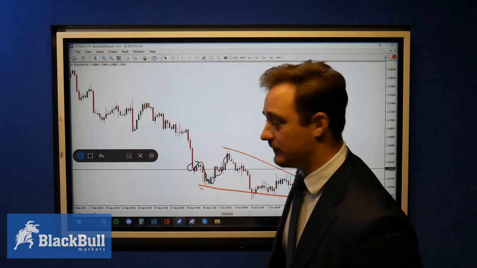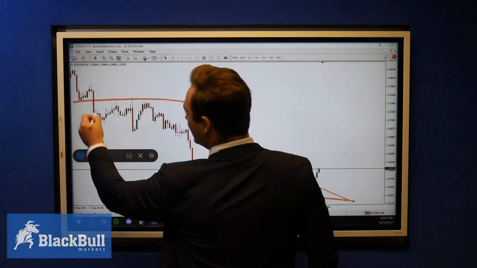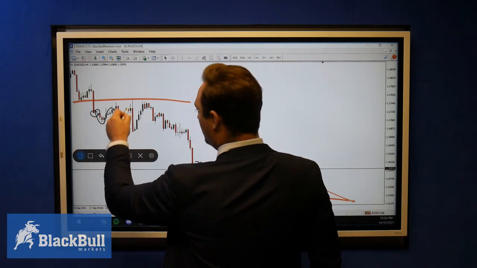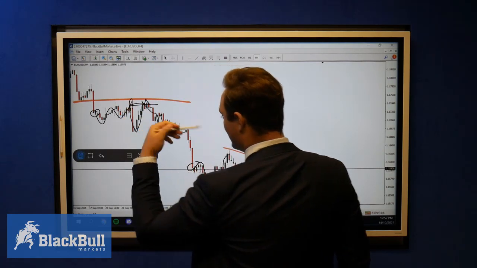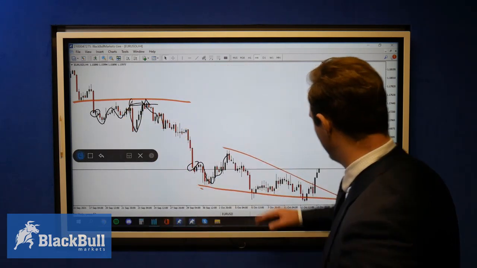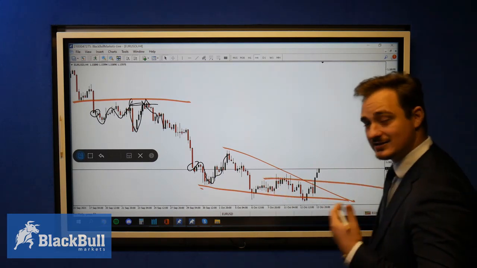So ideally what we want to do is wait for a pullback. We see this over and over again. We want to wait for pullbacks after sharp pushes. Look for that pullback, look for the re-entry, get back in the market. We see this over and over again. So ideally what we want to see on this side, like I said, are internal zones inside of these patterns.